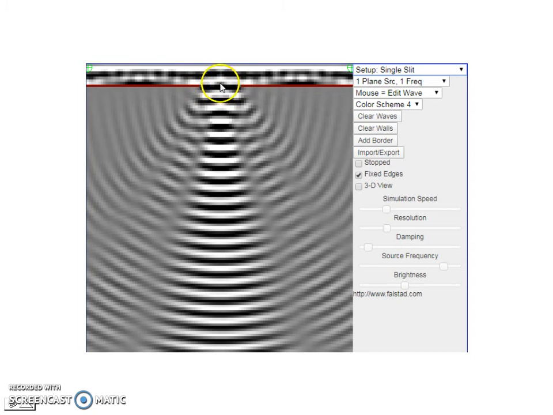So imagine a whole bunch of sources right here, or if this were a ripple tank, you're tapping the surface at all these different locations, and then each one creates its own pattern of circular wavefronts, and they overlap with each other. And so even with a single opening, we get the interference pattern.